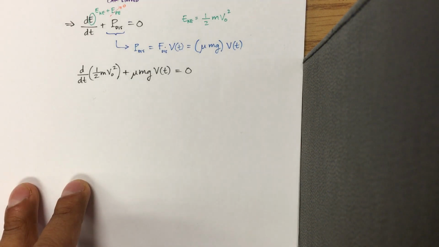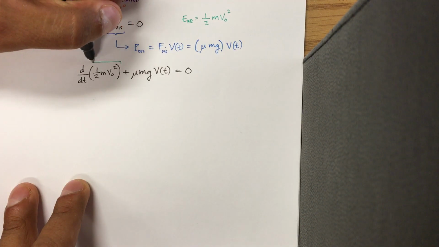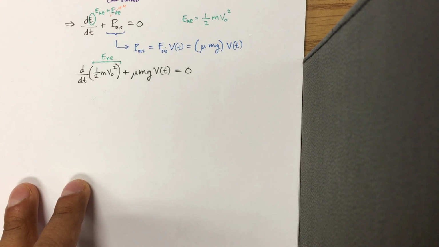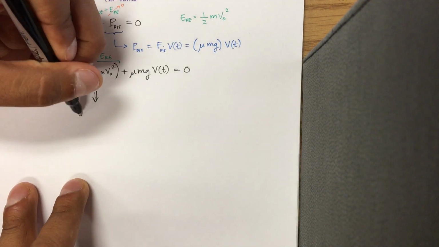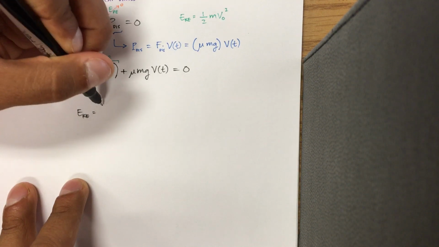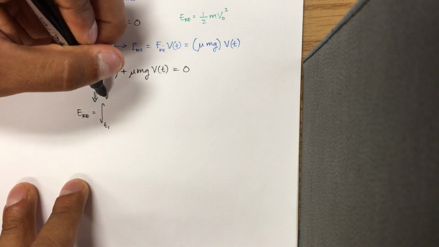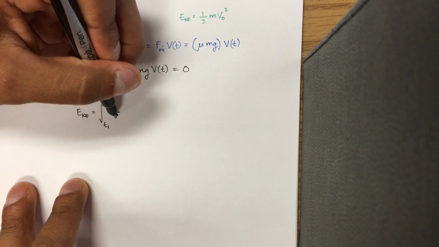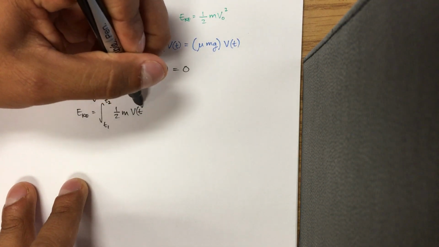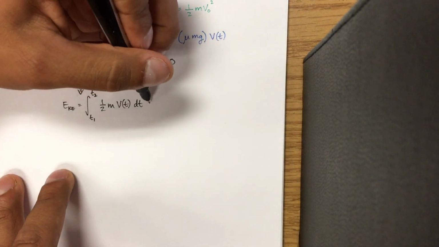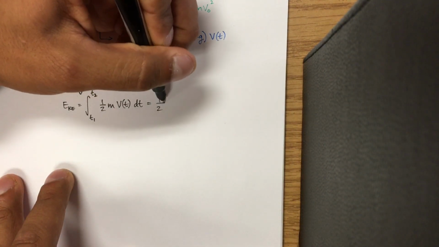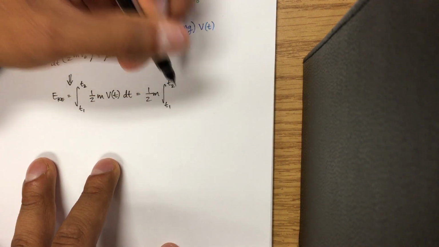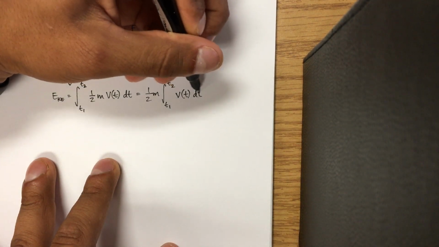So remember that this is my kinetic energy, KE. In order for me to get KE, I'm going to integrate from T1 to T2 with respect to time. So integrate 1/2 m v(t) dt. So the mass, let me bring the mass and the 1/2 out of the integration, from T1 to T2, V of T dt.